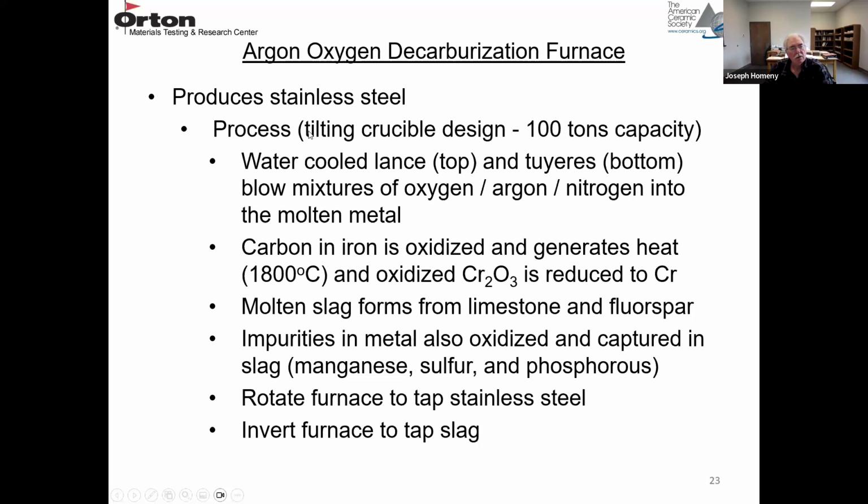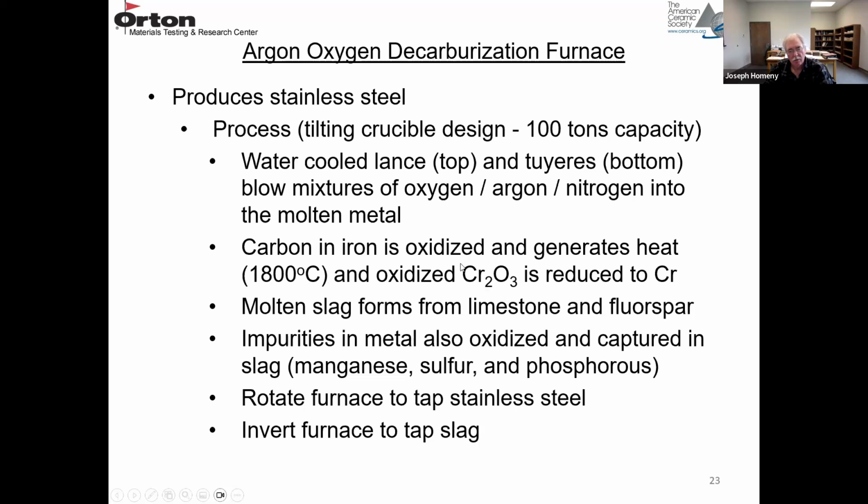So it's a similar design to a basic oxygen furnace. It's a tilting crucible. Again, they can be quite large, maybe 100 tons. And then you have your water-cooled lance coming in through the top, but you also have tuyeres in the bottom, and they're blowing mixtures of oxygen, argon, and nitrogen into the molten metal. So carbon is oxidized when you blow in oxygen. That generates heat, maybe up to 1800 degrees C.